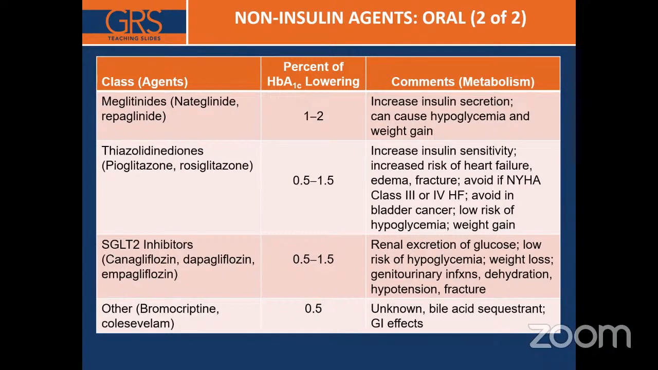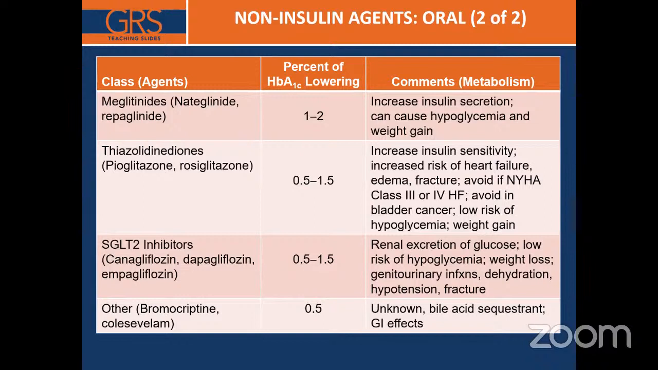Then we have thiazolidinediones like pioglitazone or rosiglitazone. These increase insulin sensitivity. However, they're not good for patients with heart failure. They can lead to edema, and they have side effects like fractures. We cannot give them to patients who have class 3 or 4 heart failure, and we have to avoid them in patients with bladder cancer. They do have a low risk of hypoglycemia. However, they do cause weight gain.